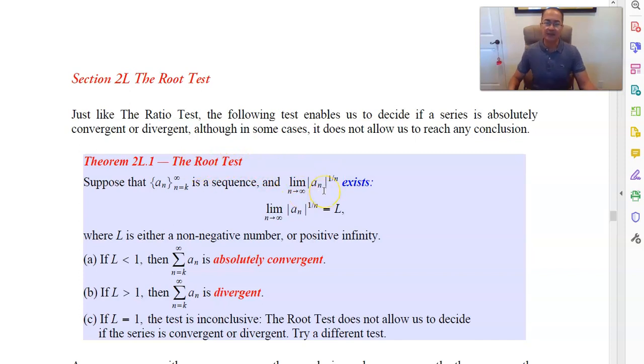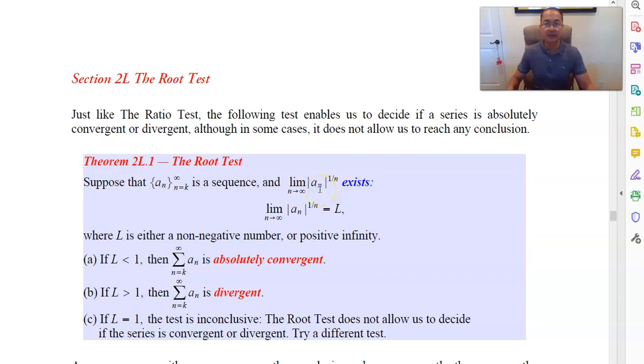So what does that mean? You take a_1 absolute value to the power 1 over 1. You take a_2 absolute value to the power 1/2, the square root of a_2.